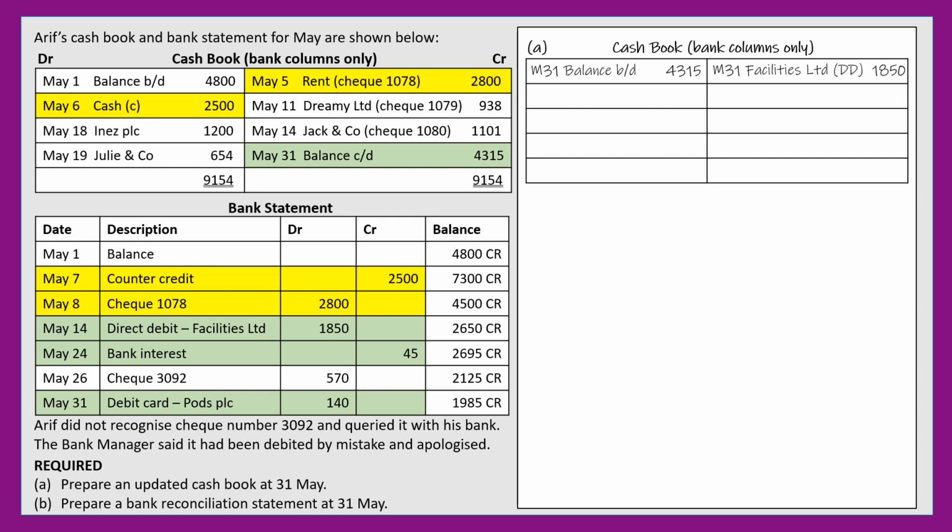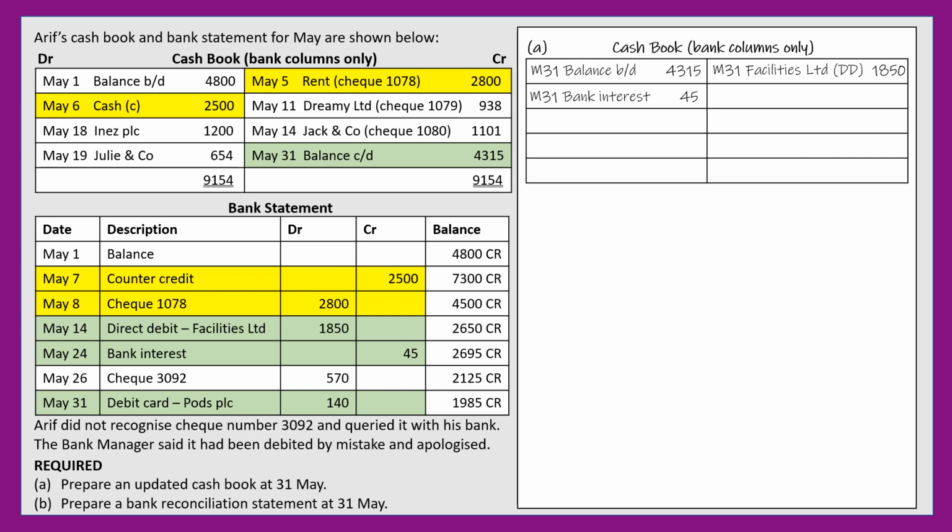Another way to remember is that, as we've said a few times, if it's credited on the bank statement, it will be debited in the cash book. So that 45 then needs to appear as a debit. He has earned £45, and there it is. I've put it onto the debit of his cash book.